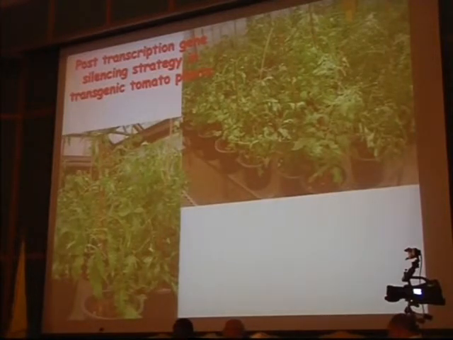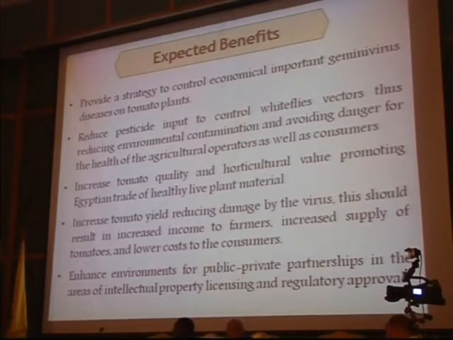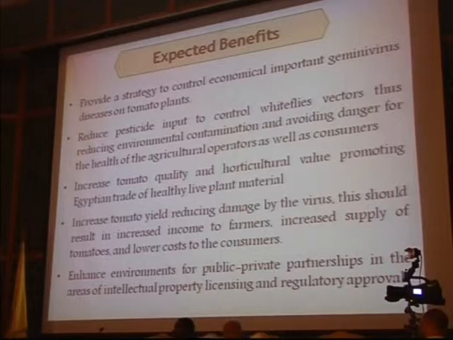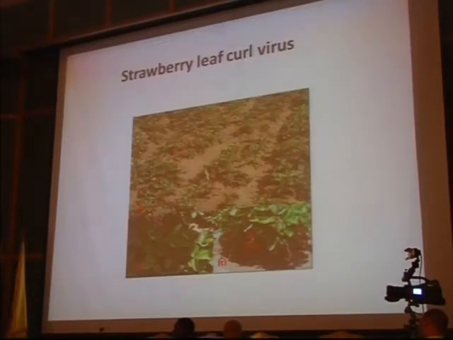When we chose this part of the genome, we tried to choose a common, conserved sequence in all whitefly-transmitted geminiviruses. So we will not only control TYLCV, we can control other types of whitefly-transmitted geminiviruses. And fortunately, we have another virus in our lab that we isolated. It's strawberry leaf curl virus. It has high similarity with TYLCV, and we started doing some tests for this virus.